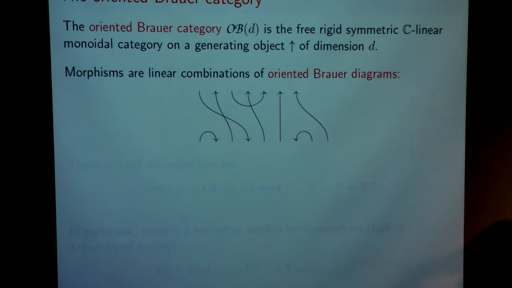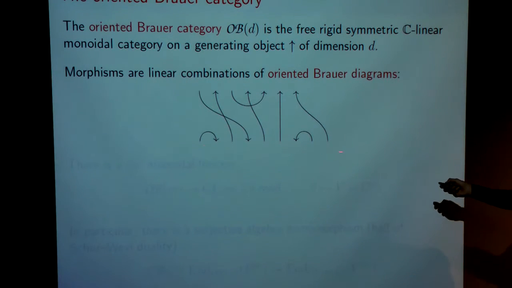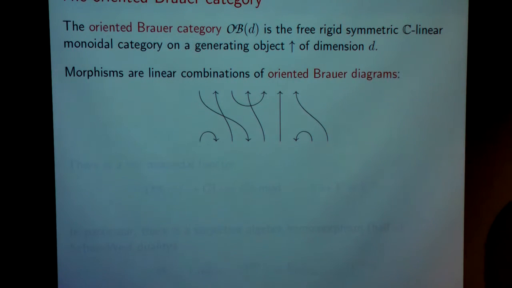I'm not going to get into the precise definition of this category outside of this universal property because it'll be a special case of a category we'll see later. But they're diagrams like this. So you've got strands that are oriented, they can cross, you've got cups and caps. And you can read the domain and the codomain of a morphism off the top by looking at the orientations of these strands. So you've got this up arrow and then its dual, which is a down arrow.